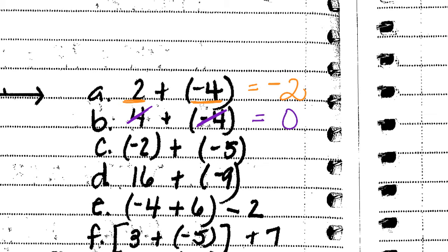-2 and -5, same sign. We're going to add the numbers. Since they're both negative, we're going to keep the sign. 16 plus a -9. Sometimes I think it's funny when they write it like this because it's just saying 16 minus 9. The rule says we're going to subtract the numbers and take the sign of the larger absolute value. So this is actually a +7.